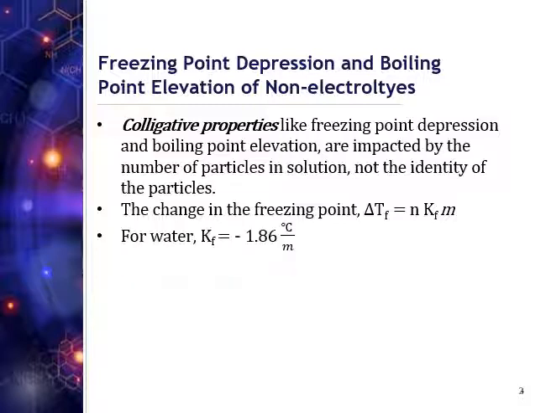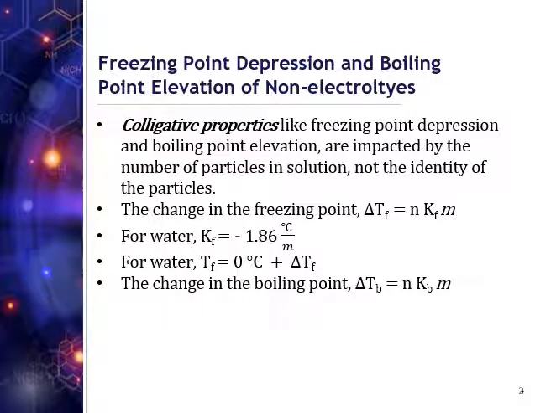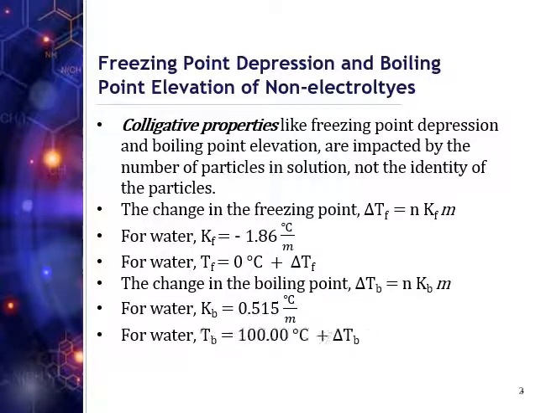For water, the freezing point constant is negative 1.86 degrees Celsius per molal solution. The actual freezing point is 0 plus the change in the freezing point at standard conditions. The change in the boiling point works the same way. The difference is that Kb is a different number. The boiling point constant for water is 0.515 degrees Celsius per molal solution.